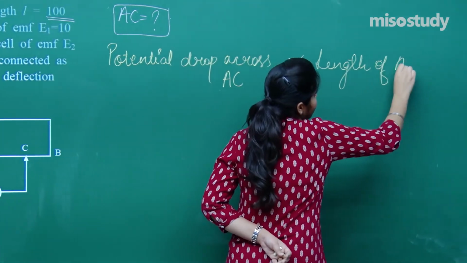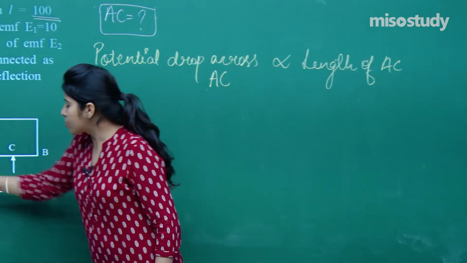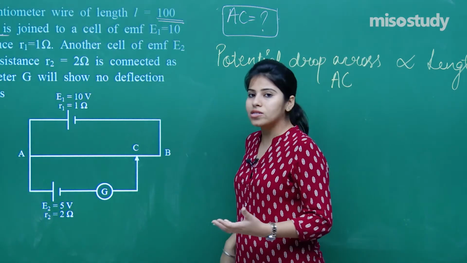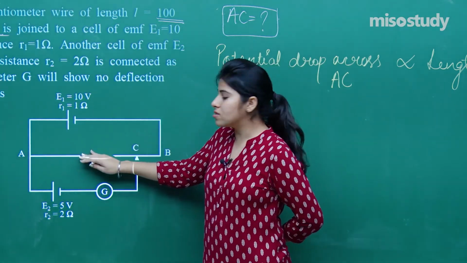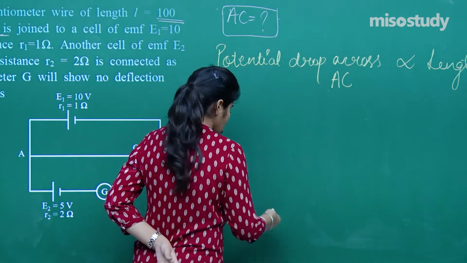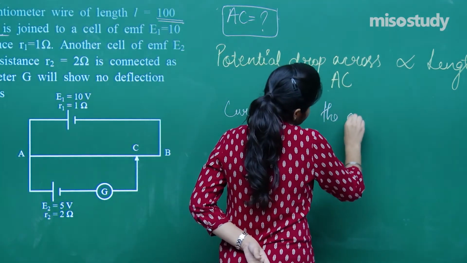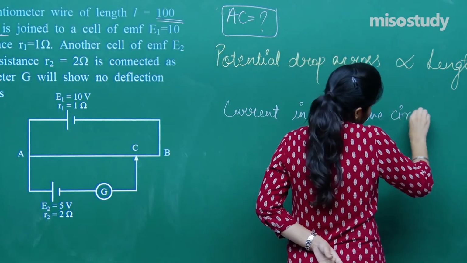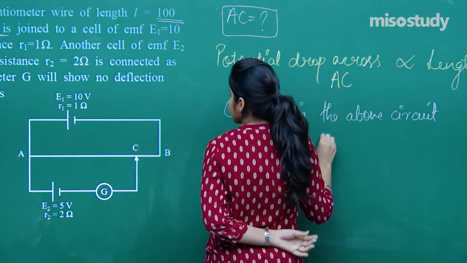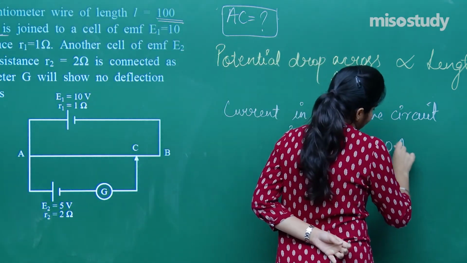So, if we want to find out the length of AC, we have to find out the potential drop across AC. And to find out the potential drop across here, we should know the resistance and the current in the circuit. Now, to find out the current in the circuit, I'll be firstly considering the current in the above circuit. So, I equals V upon R. Here V is 10 volt and R is 1. So that is 10 ampere.